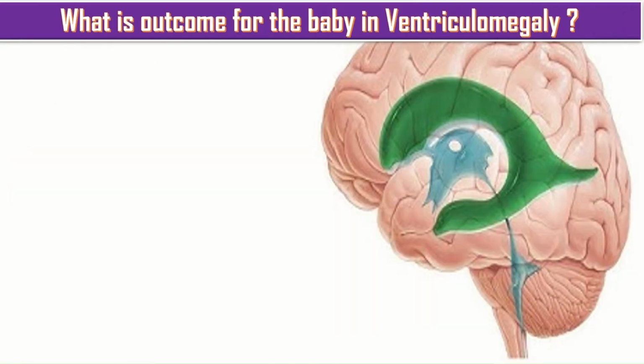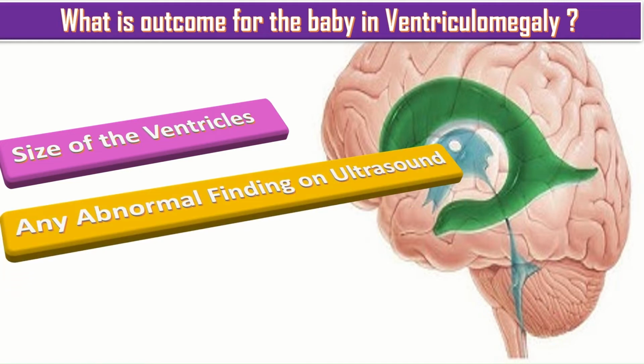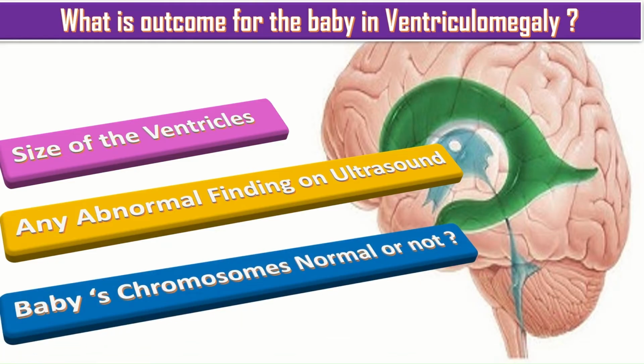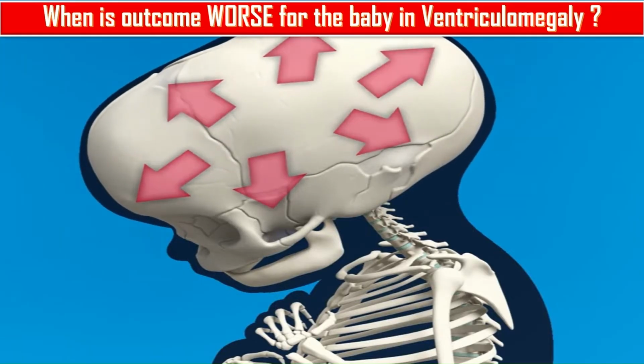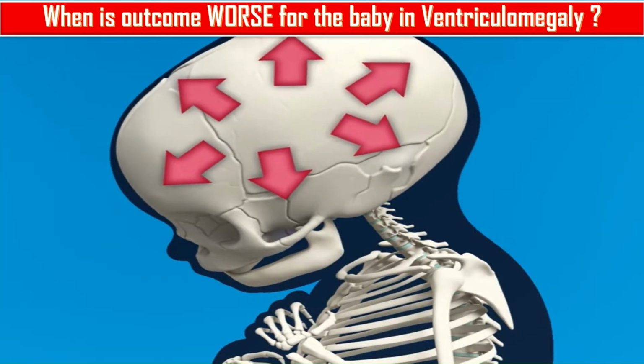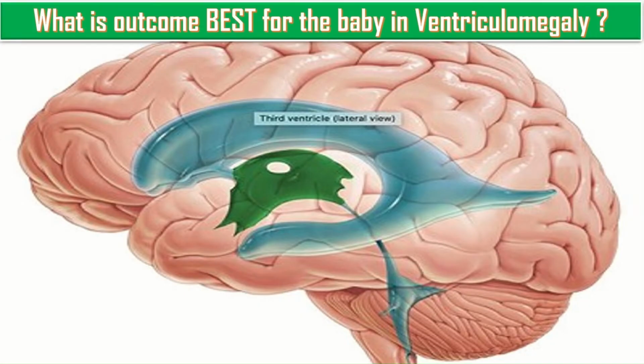What is the outcome for the baby in case of ventriculomegaly? The outcome depends on several factors, including the actual size of the ventricles, whether or not there are other abnormalities on the ultrasound, and whether the baby's chromosomes are normal or not. In general, the outcome is worse when the ventricles are larger, the chromosomes are abnormal, or there are other problems seen on ultrasound. The best outcome is typically observed when the ventriculomegaly is mild and isolated, meaning no other problems are seen on ultrasound of the baby, and also the chromosomes are normal.